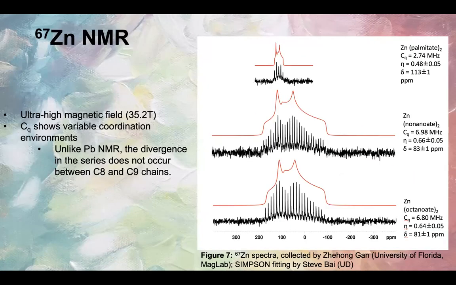So my project has been focusing a lot on zinc NMR, which we are doing in collaboration with the Mag Lab down at the University of Florida. So much like the lead NMR, we have been looking at the differences in the series of zinc carboxylates, and they show again that there is a divergence, but it does not occur in the same place as the lead NMR. Currently, we are working on a kinetic study similar to the lead kinetics that I showed on the previous slide, and that data should be published here in the near future.